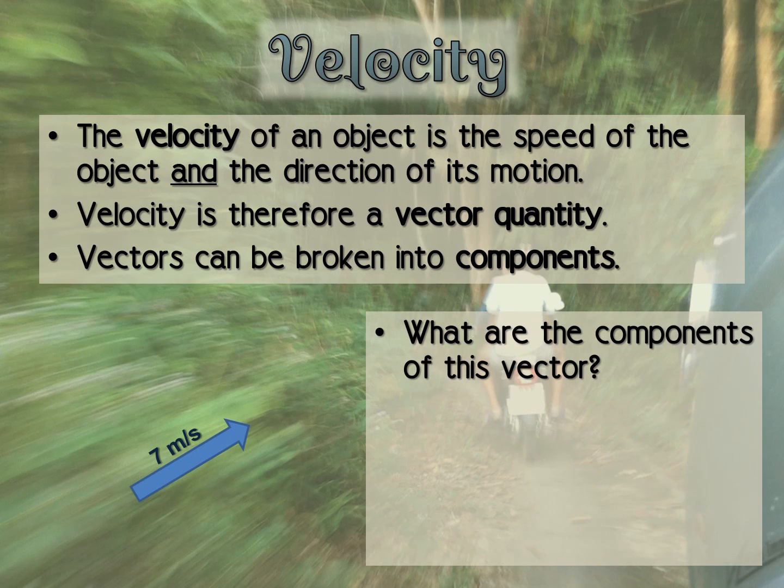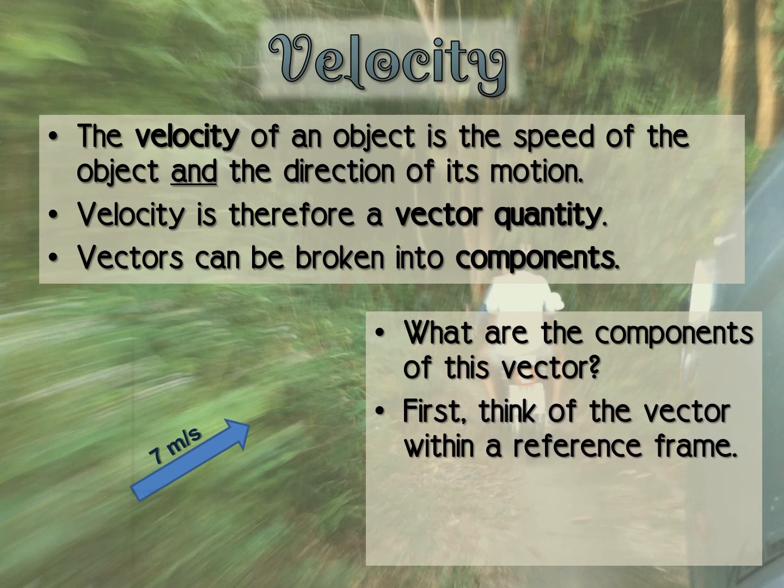So take a look at that vector on the left there. You've got 7 meters per second and a direction. So what are the components of this vector? Well, it does actually depend on what the frame of reference is. So first of all, you would choose a frame of reference. Let's choose a fairly simple one, shall we? We're going to put a simple set of axes over this vector, and just for ease, we're going to put the origin at the start of the vector.